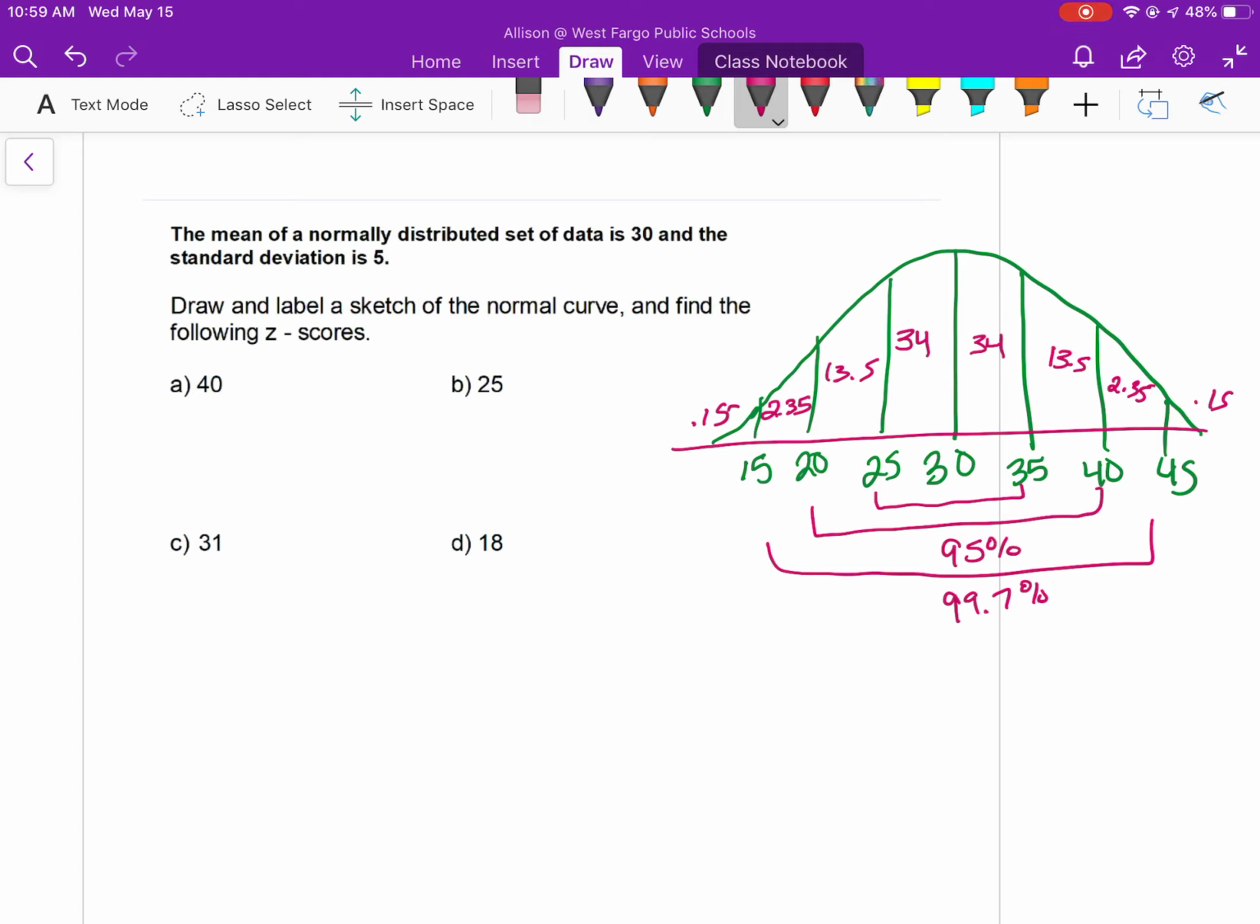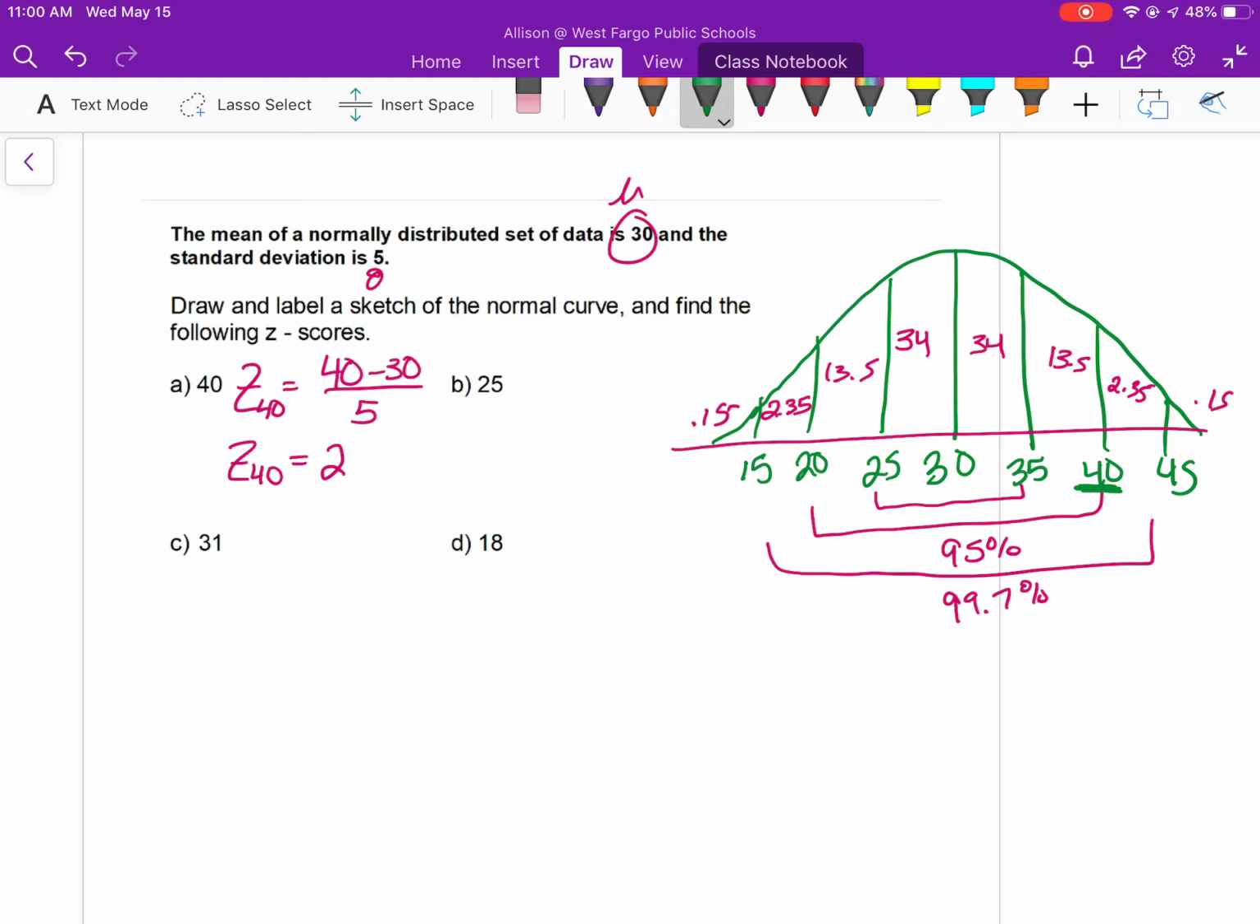So I'm going to find my z-scores. I'm going to use 30 for my average, or my mu, and a standard deviation of 5. So to find the z-score for 40, you're going to take 40 minus 30 and then divide it by 5. So that's going to be 10 divided by 5. So z of 40 is 2. That means that 40 is 2 to the right of the average. It's 2 standard deviations away and to the right. And if you look, 40 is 2 standard deviations to the right on my graph.